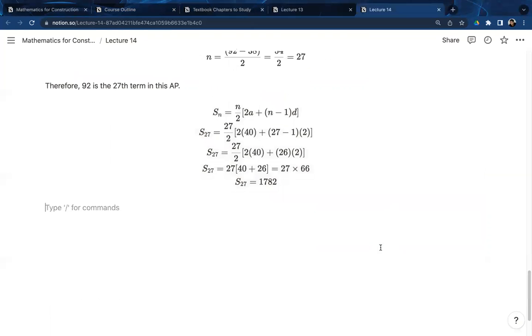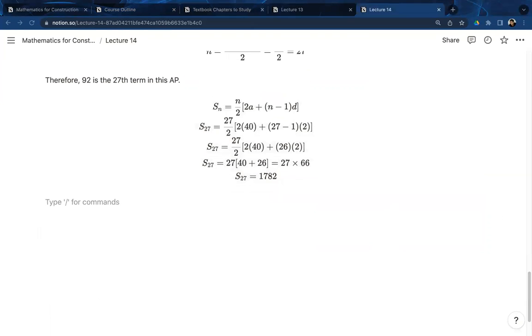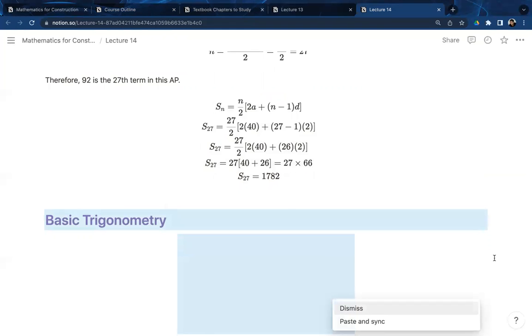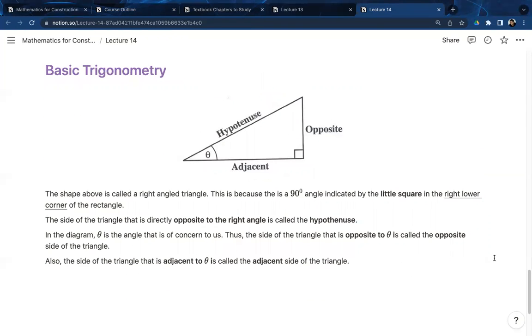Let's start with the basics of trigonometry for those who are kind of rusty, right? So basic trigonometry. I will start with something called a right angle triangle. Triangles have three sides and a right angle is a 90-degree angle. The symbolism for that is this little square on a corner. When you see that little square, it means it's a 90-degree angle.